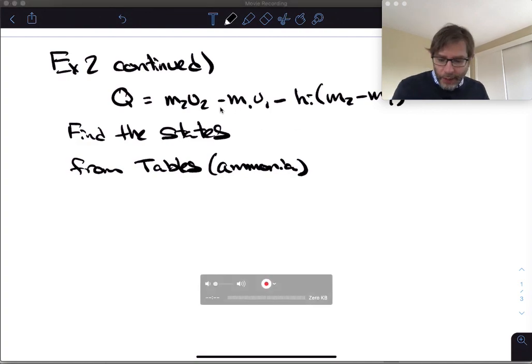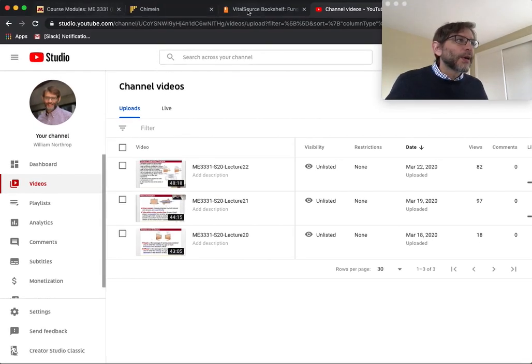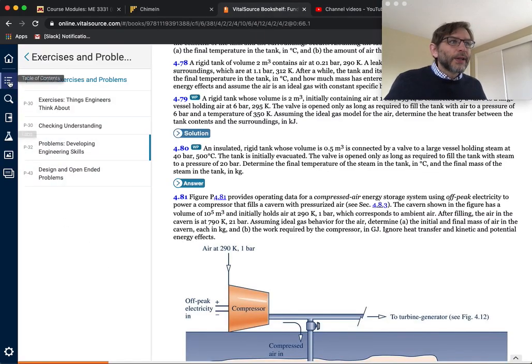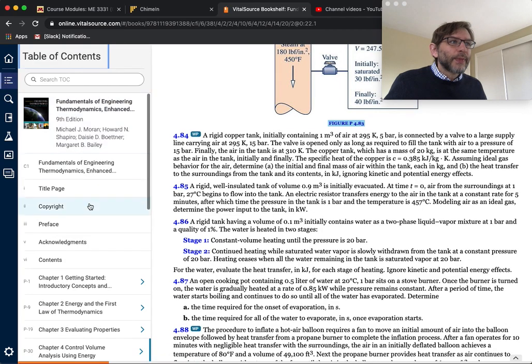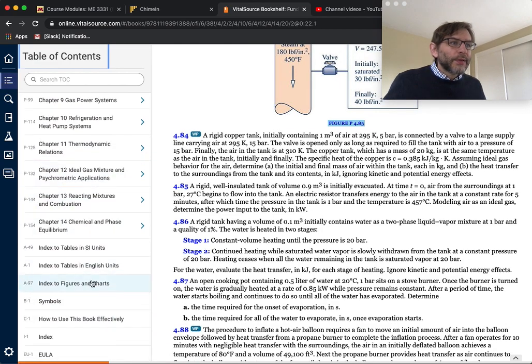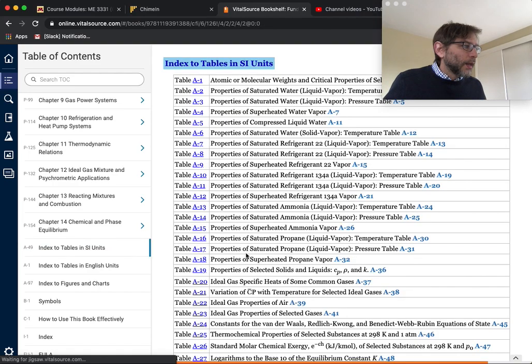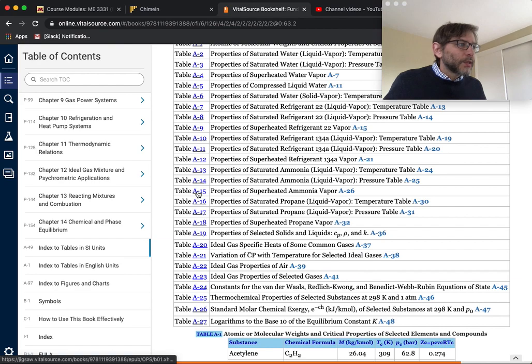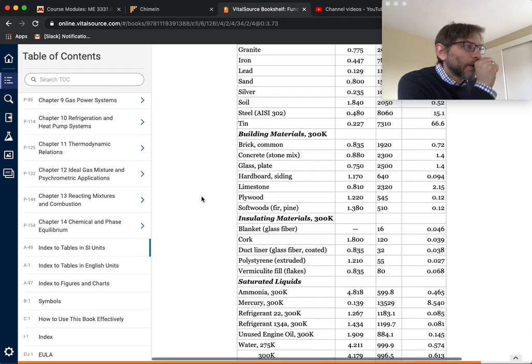I'm going to go back and find our tables. We have some time here. If we look at our tables, this is the wrong thing. Table of contents, that's what I want. So index, we're in SI units. We're going to look for ammonia. They're giving us temperature and pressure, so I'm going to look for superheated.